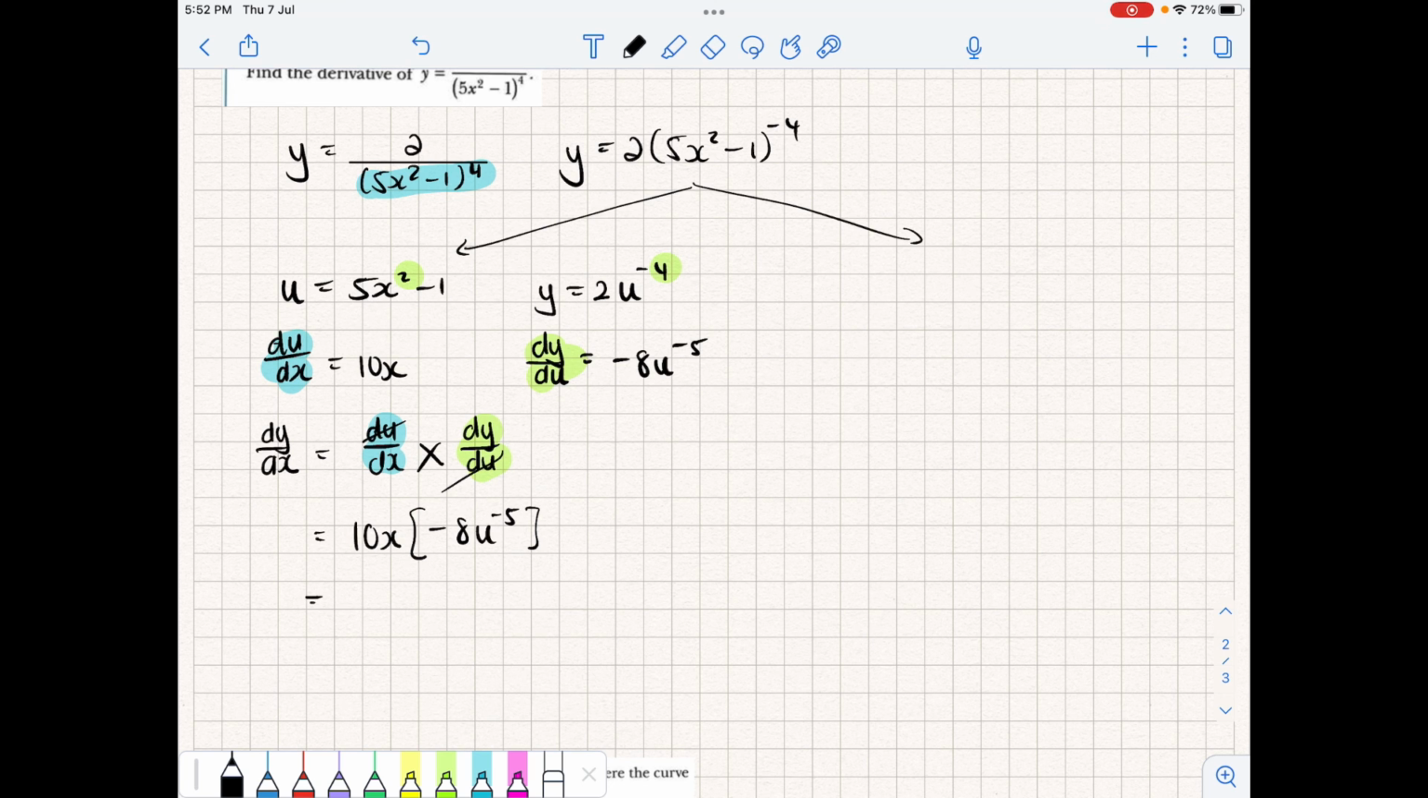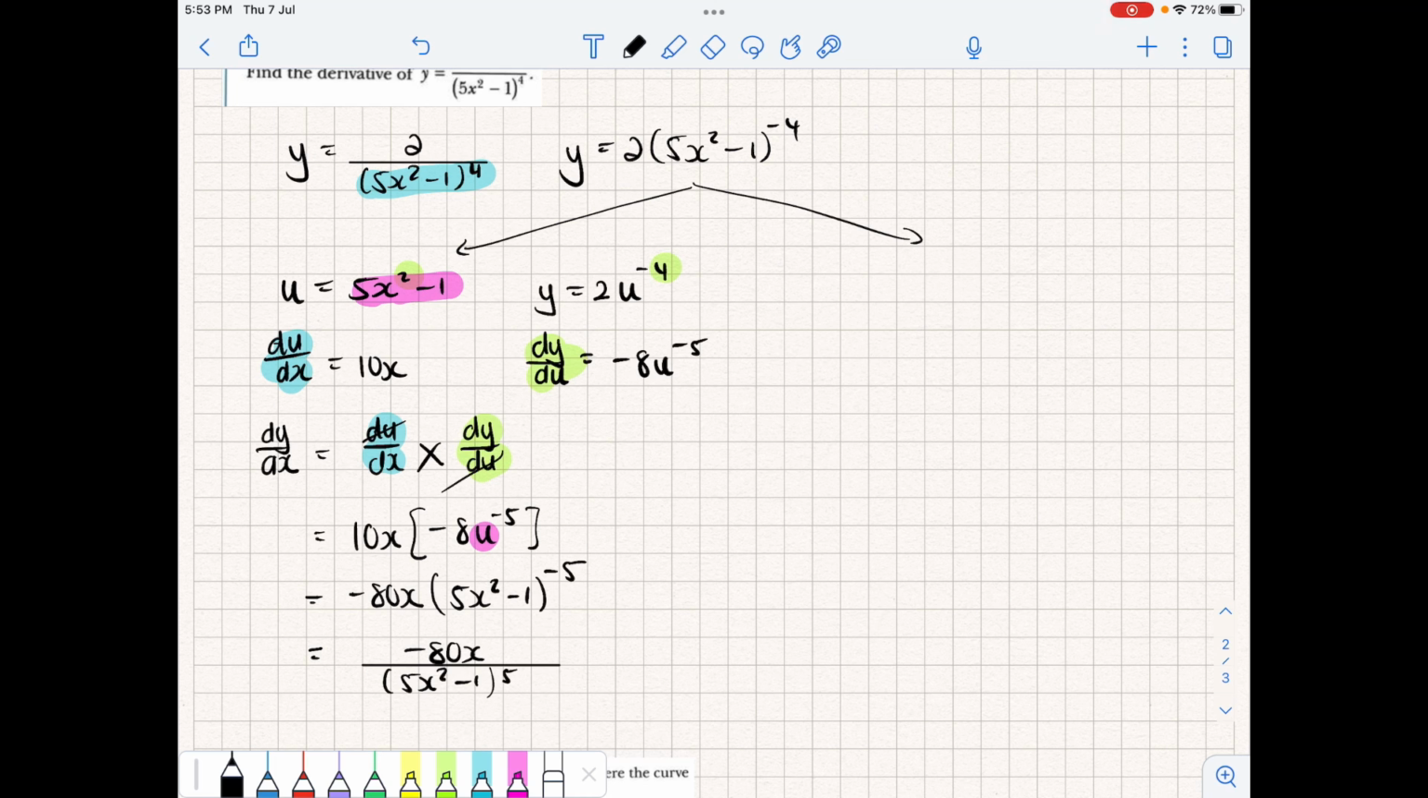And then we're going to just multiply everything out and then resubstitute our value for u. Okay, because again, remember, we didn't want u, we just changed something into u, and we need to put it back at the end. So minus 8 times 10 is going to give us minus 80x. We're going to put back our substitution, so 5x squared minus 1 to the power of minus 5. And we can, if we want, tidy this up by going minus 80x all over 5x squared minus 1 to the power of 5.